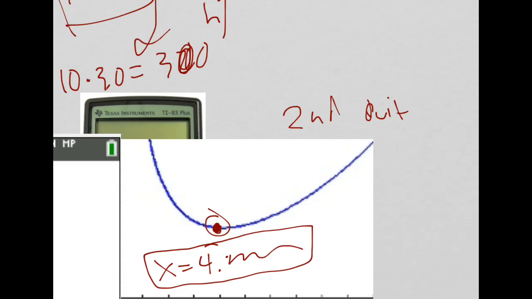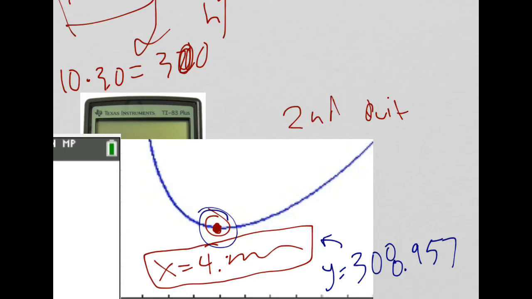And I forgot to tell you, but when you find that minimum value, remember again, the question is asking you to find the minimum surface area as well as the dimensions. So remember, we're graphing a surface area function, so our y values represent surface areas. So at that minimum, at that x value we found, the surface area is 308.957. And that's just my calculator telling me that in conjunction with that x value. Sweet!